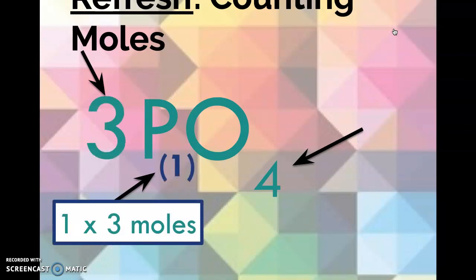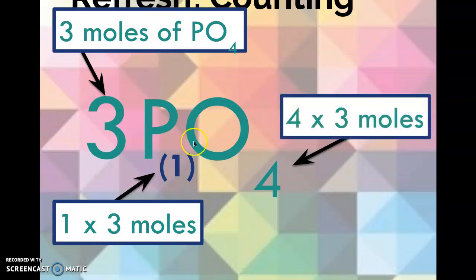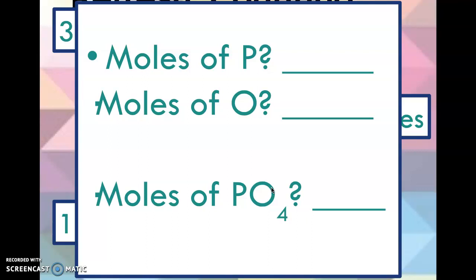Whereas with this formula, we have a coefficient of 3. So phosphorus still has a subscript of 1. 1 times 3 equals 3 moles of phosphorus. For the entire compound, chemical formula, phosphate, there's going to be 3 moles of phosphate. And because of the coefficient, you're going to multiply 4 times 3 to get 12 moles of oxygen. So counting the moles is essentially the same thing as counting how many atoms of each element are in the compound. To refresh that, there's 3 moles of phosphorus, 12 moles of oxygen, and 3 moles of phosphate, the entire compound. This is due to the coefficient.